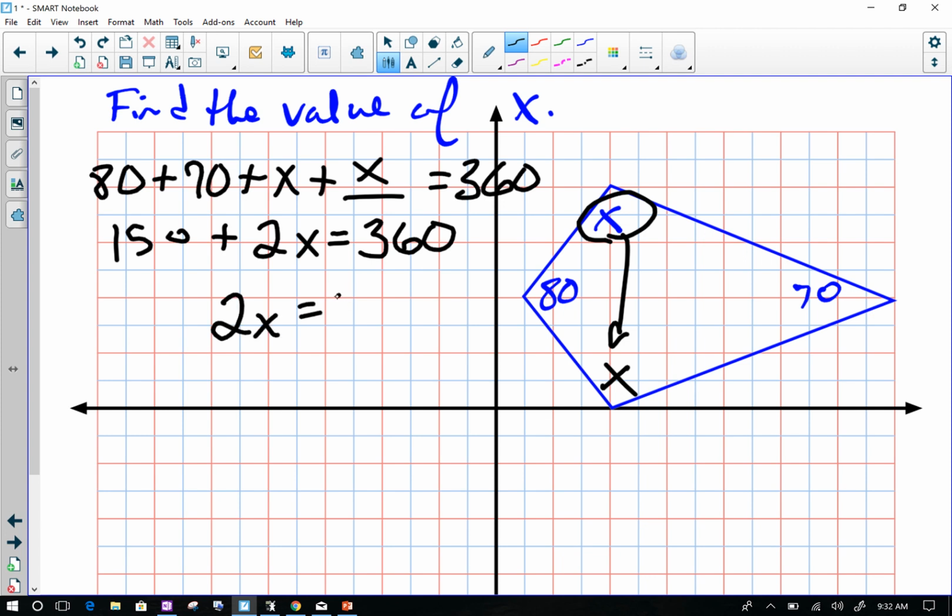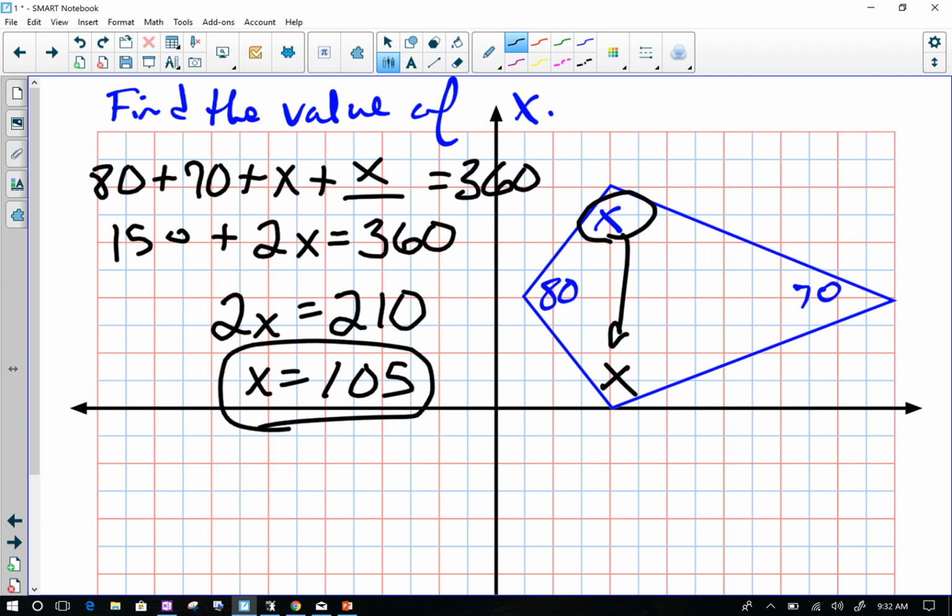2x would equal 210. And x would equal 105.